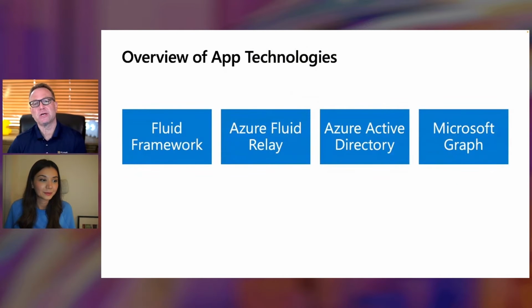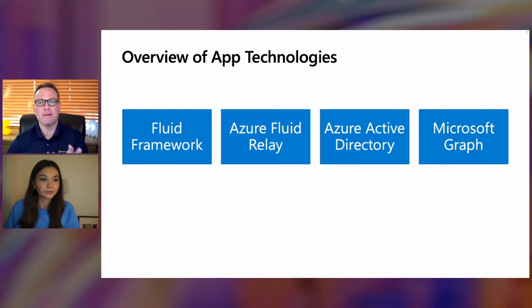So the technologies we're going to start off with first are going to be the Fluid framework. This is a real-time collaborative technology. This is open source and available up on GitHub. We're also going to be talking about Azure Fluid Relay. This is a service that's going to go hand in hand with the Fluid framework. And we'll talk you through how those two work together.